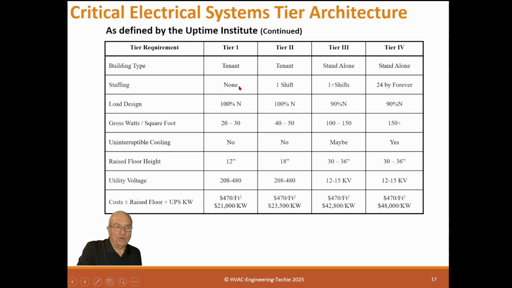And staffing: Tier 1 is none. That's just a little UPS or something for your room. Tier 2 has 1 shift, 1 person per shift, just 1 shift. Tier 3 is 1 plus shifts, so actually you have more than 1 shift. This one is 24 by forever. This is 24/7, so it's forever. You have people on staff. Load design: 100%, 100%. Tier 3, this system has to be 110% of the load. So not just N, but it has to be larger than N, and this one has to be larger than N. Gross watts per square foot: 20 to 30, 40 to 50, 100 to 150, 150.